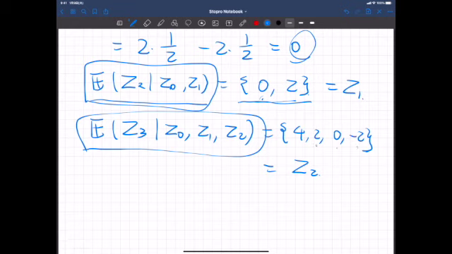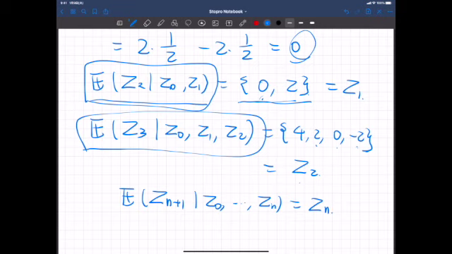So, in general, we can show for this system of gambling that the conditional expectation of zn plus 1 given z0 up to zn is actually the same as zn. Therefore, this sequence of random variables, the amount of bet, is a martingale.